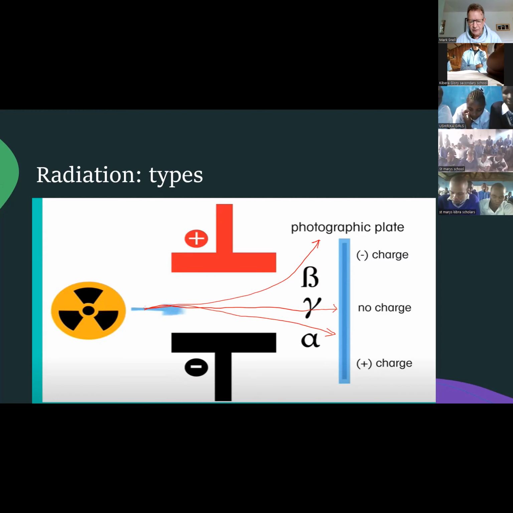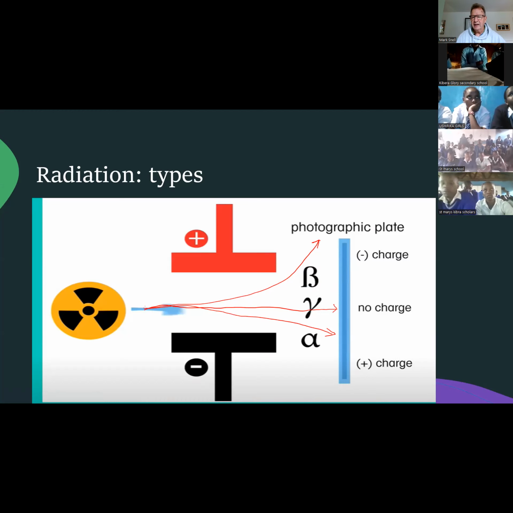Okay, so alpha attracted towards negative, beta attracted towards positive, and gamma rays. So alpha particles, beta particles, and gamma rays. Okay, so that's how you would draw it if you were asked to. I know my diagram is very bad, but that's what it looks like. That's the first thing. So three types of radiation: alpha, beta, and gamma.